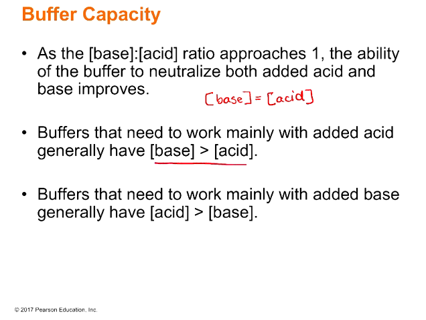So if we have more base than acid, the buffer can neutralize added acid. So that makes sense, right? The more base you have, the more acid you can neutralize. And then also, if we were working with a buffer where we knew that we were going to add a lot of base, then we want the concentration of the acid in the buffer to be greater than the concentration of the base in the buffer.